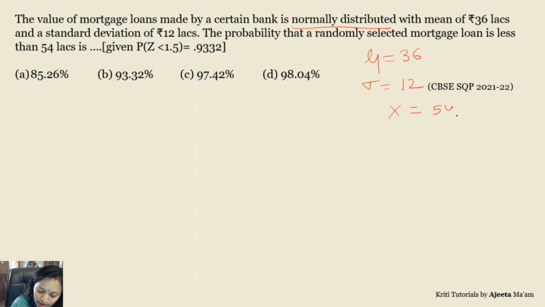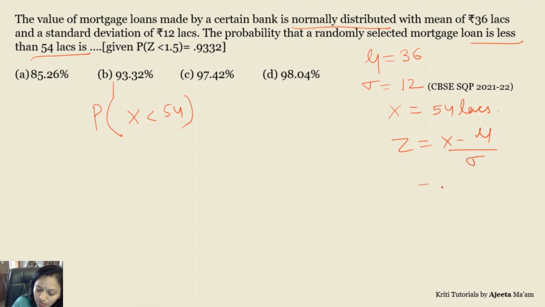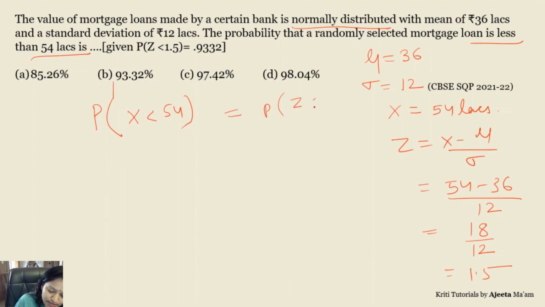Now x is 54 lakhs. Correct? So now what's the formula? It is less than 54, so P of x less than 54. So we have to find the z score corresponding to this. So z score is x minus mu upon rho. So which will be how much? 54 minus 36 upon 12. So what do we get? 18 by 12, so we get here 1.5. So we can also write it as P of z less than 1.5 and the value is given here, 0.9332, and which is equal to what?